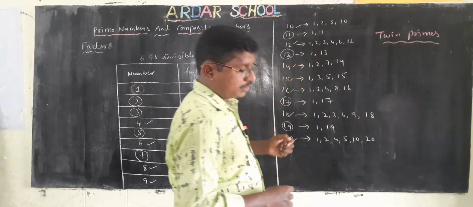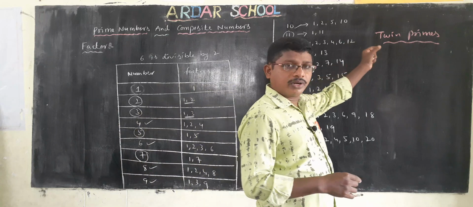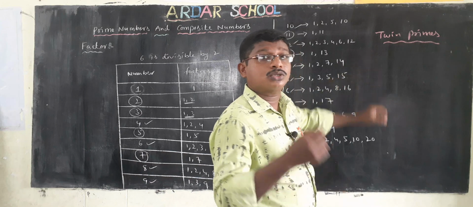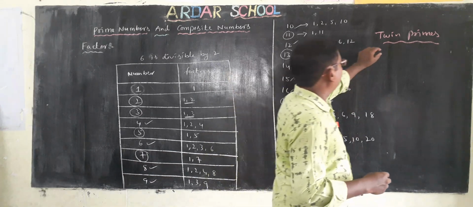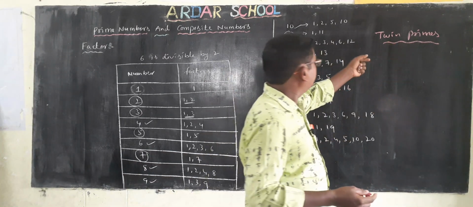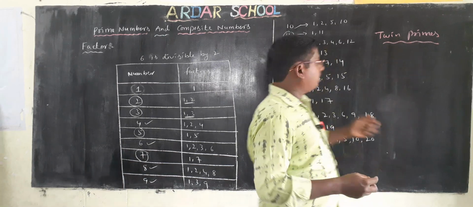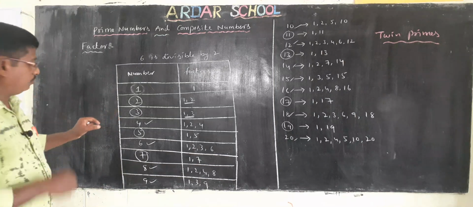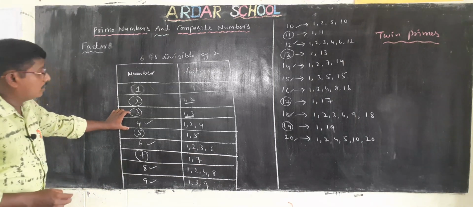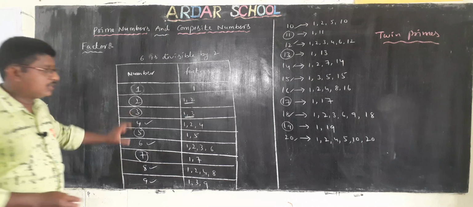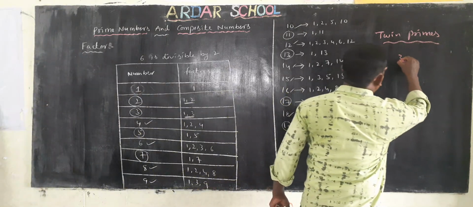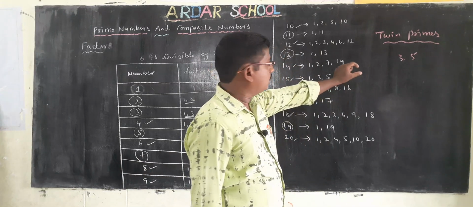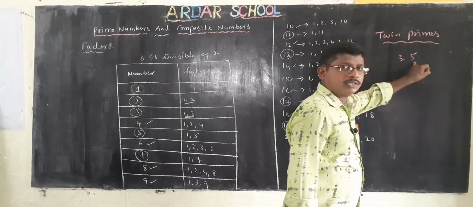Two prime numbers are said to be twin primes if the difference of the two prime numbers is 2. Observe this table. For example, 3 and 5 are twin primes. Why? Because the difference of these two is 2.